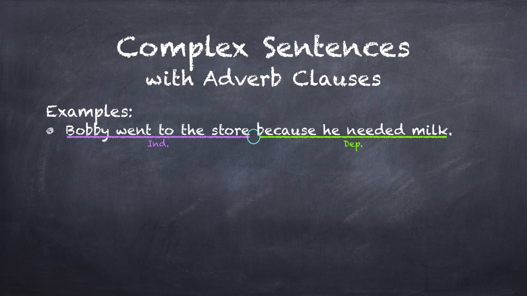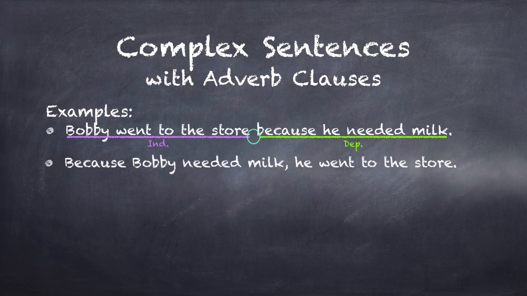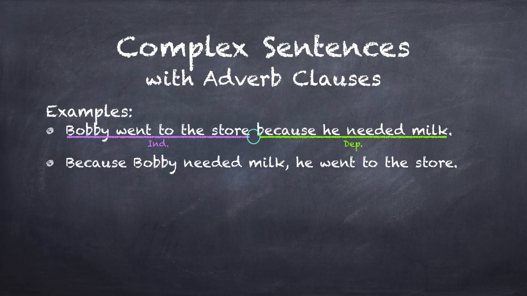If you see a subordinator, you know that you're looking at a dependent clause. This sentence does not have a comma because the independent clause comes first, and the subordinator is in the middle of the sentence. Of course, we could flip the sentence around and write it in the opposite direction. Because Bobby needed milk, he went to the store. In this case, we have the dependent clause first, followed by the independent clause. In this case, we do have a comma, because the subordinator is at the beginning of the sentence, and the dependent clause comes before the independent clause.